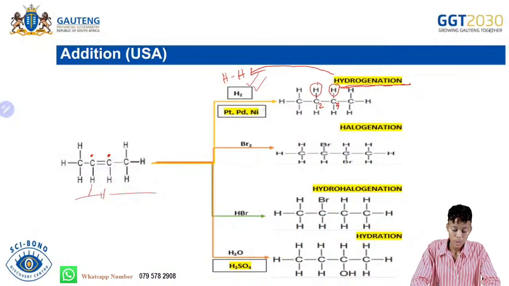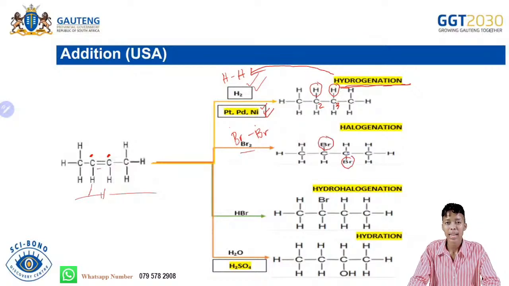Now the reaction conditions that we need for this reaction will be Pt, which is platinum, Pd, palladium, Ni, which is nickel. Then next we have Br2, which is Br. So if we have a double bond here, then it means that the Br and the Br are going to bond there by carbon number 2 and carbon number 3.